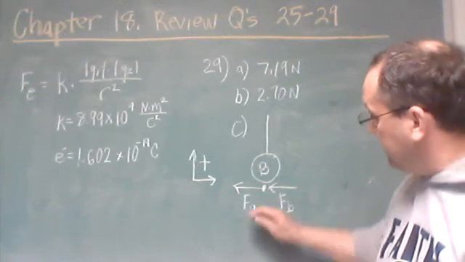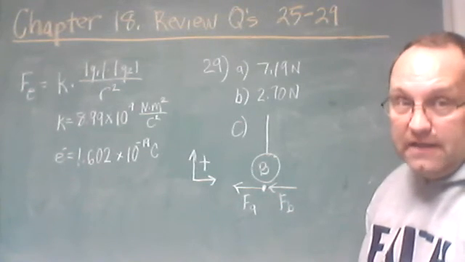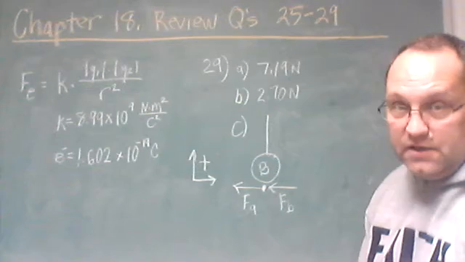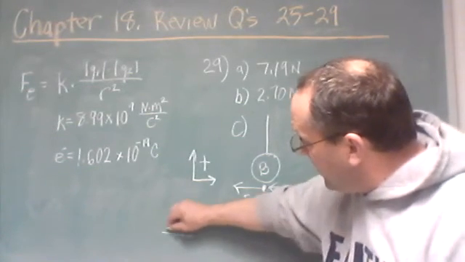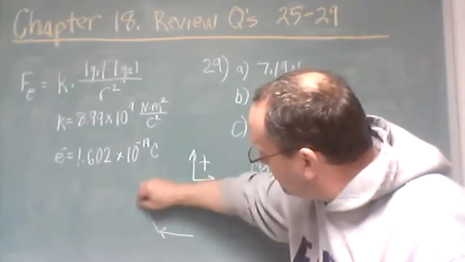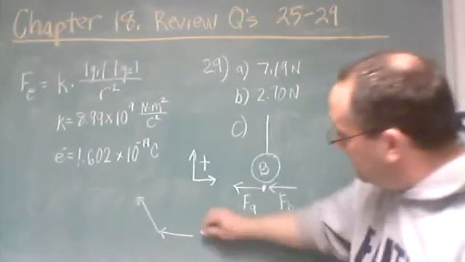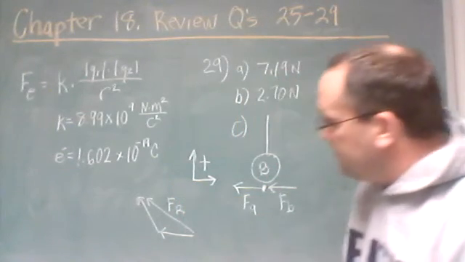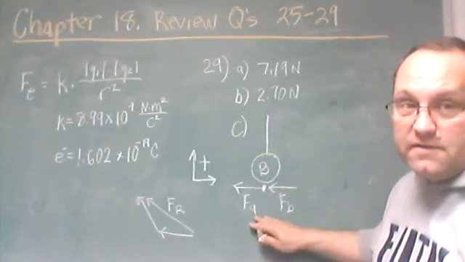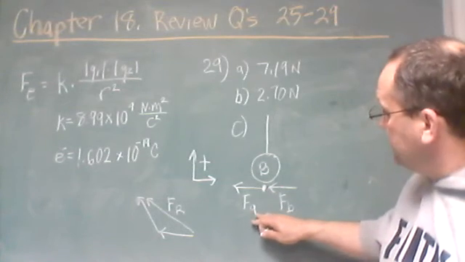Okay, now we have two vectors. They are in line with each other. They are not at an angle to each other. We don't have to do something like this, a vector addition, to get a resultant. Thank goodness we don't have to do that in this problem. They're both acting to the left.